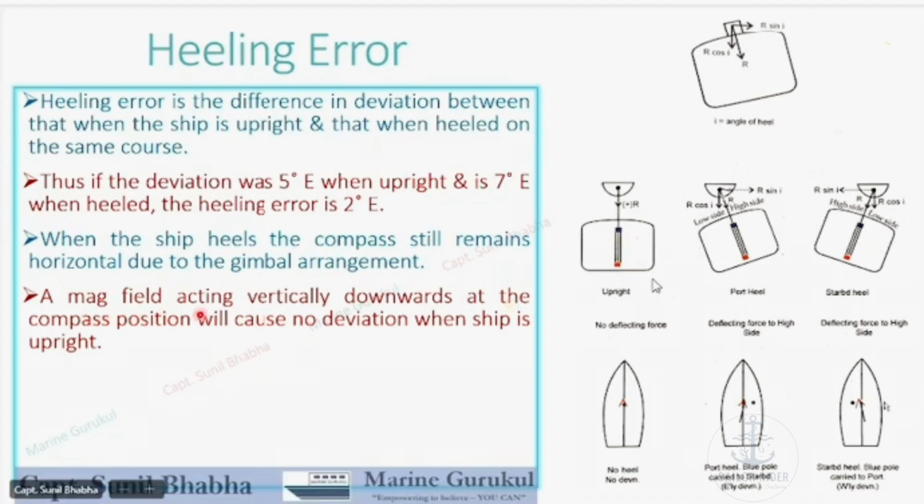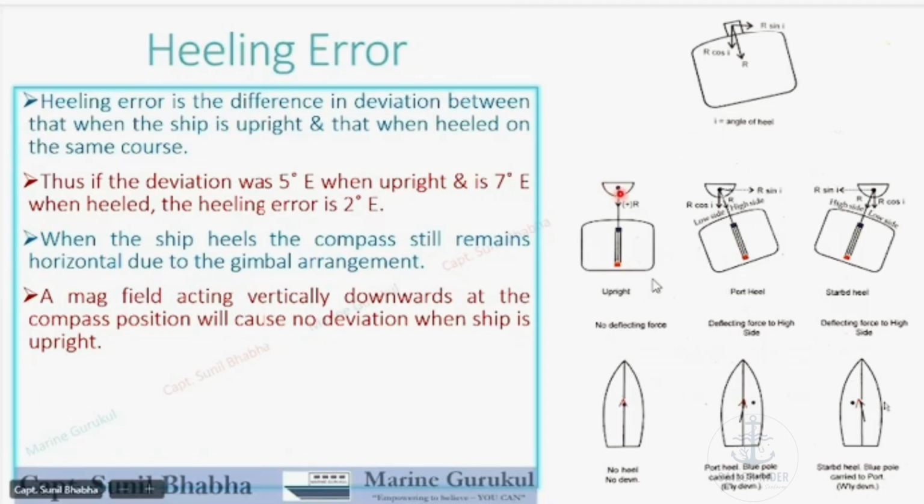Now a magnetic field acting vertically downwards at the compass location or compass position will cause no deviation when the ship is upright. If you have a look in the diagram, the vessel is upright. You can follow the laser pointer. The compass bowl or compass card is also perfectly horizontal. And in this particular situation, no deviation is generated.